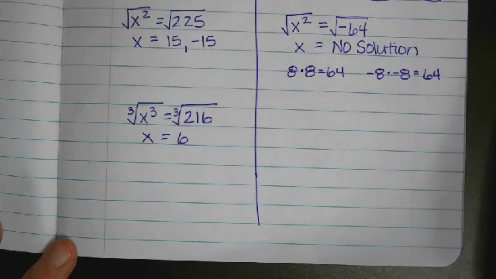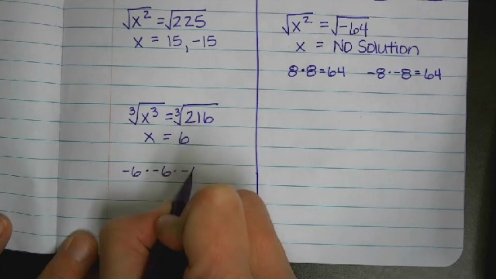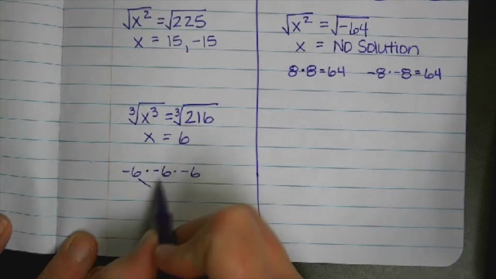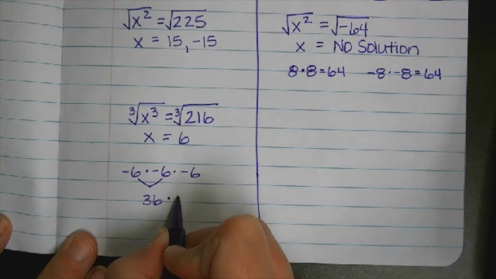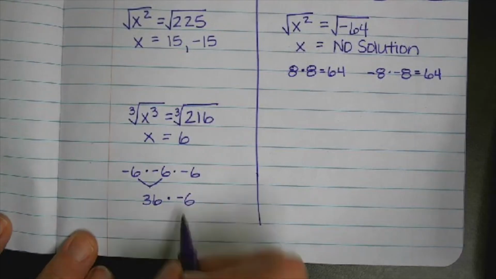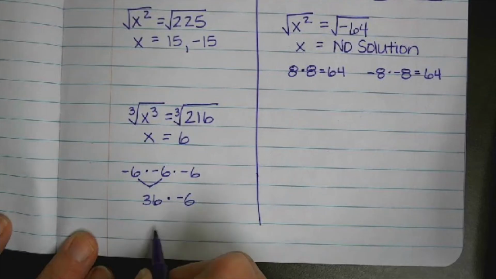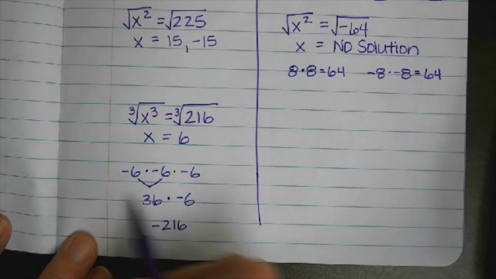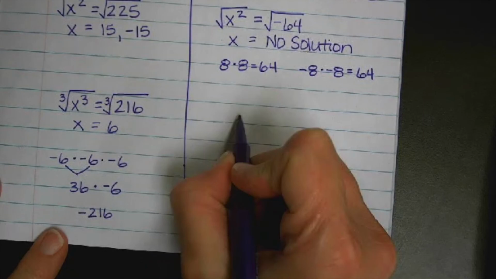Now some of you might be asking, can this also be a negative? Well, let's look at it. A negative 6 times a negative 6 times a negative 6. So that would be cubing negative 6. If I take a negative 6 times negative 6, I get 36. And then if I take a positive 36 times a negative 6, I am not going to get a positive, because a positive times a negative would actually be a negative 216. So in this case, a negative 6 would not be an answer.